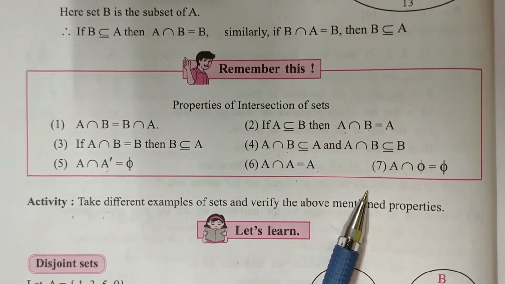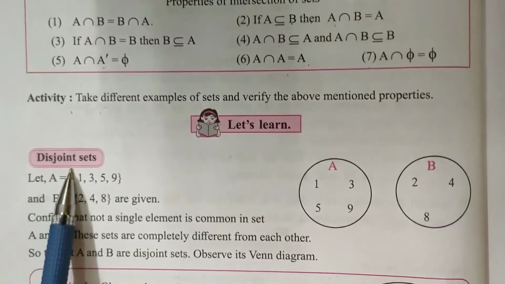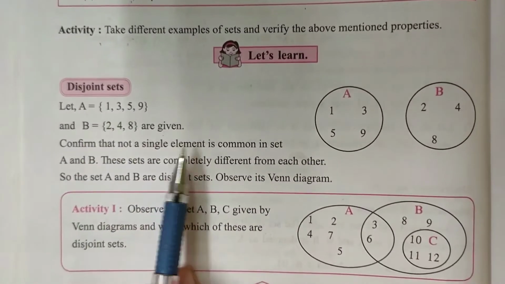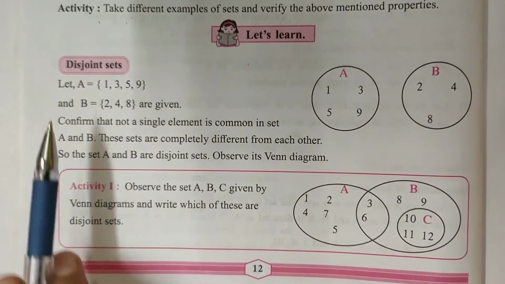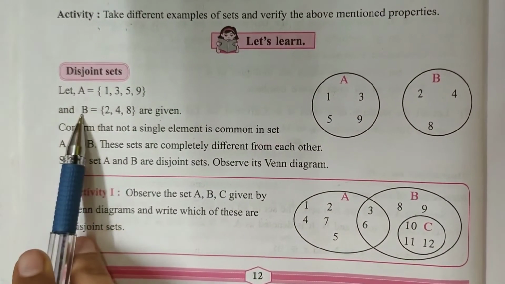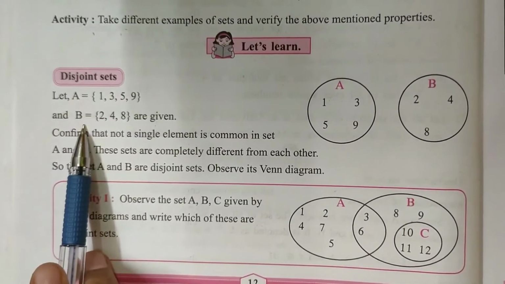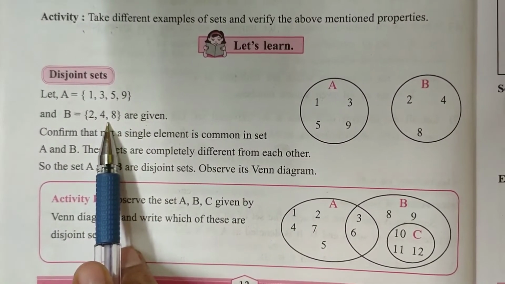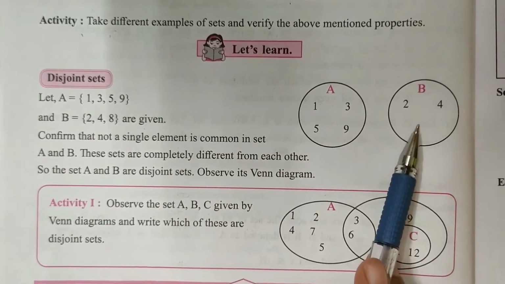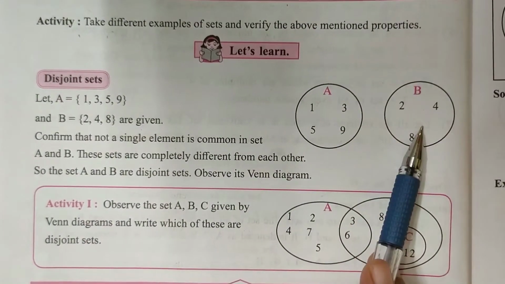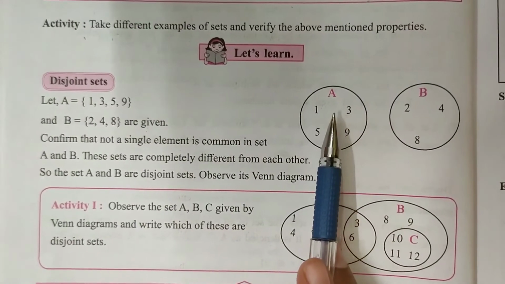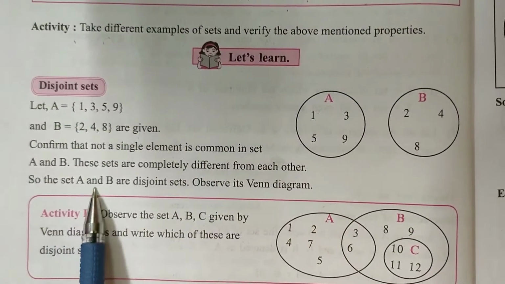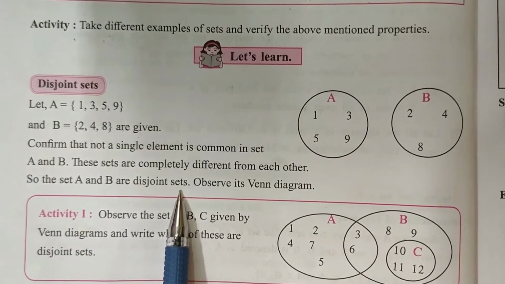Now let's move to the next topic, disjoint sets. It is not an operation. It is just a concept which we should understand. Here they have given two sets, set A and B. Can you find anything common between them? No. These two sets are completely different from each other. So these two sets are called disjoint sets. Sets A and B are disjoint sets.